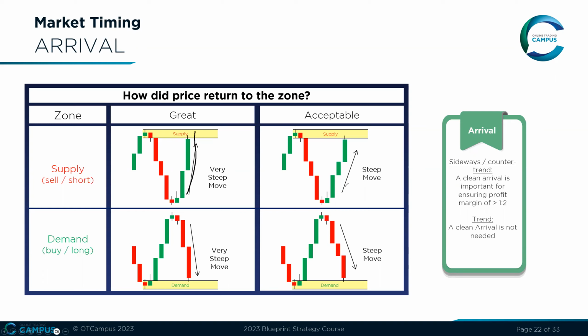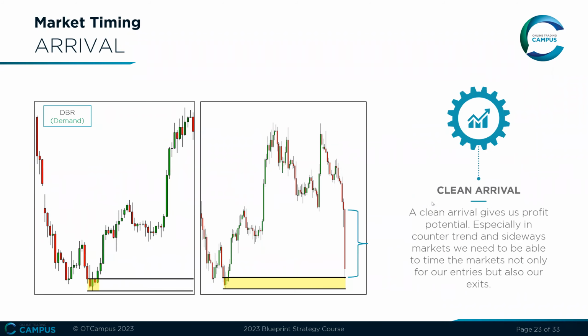So whether that's a steep move, or a kind of stair-stepping move, that's also fine, as long as there are not any opposing supply or demand zones that are created. A clean arrival is important for ensuring a profit margin of 1 to 2, and that's important for sideways or counter trend trades. When we're trading with the trend, it really doesn't matter. So if we trade with the trend, we don't look at that. But if we trade sideways or counter trend, we're going to look at that.